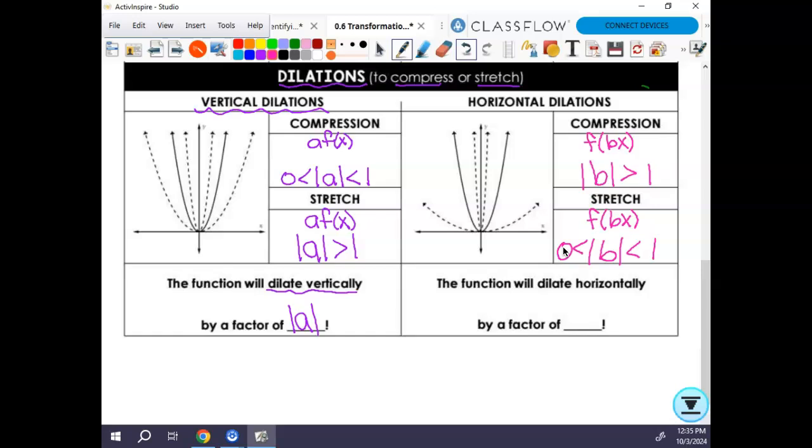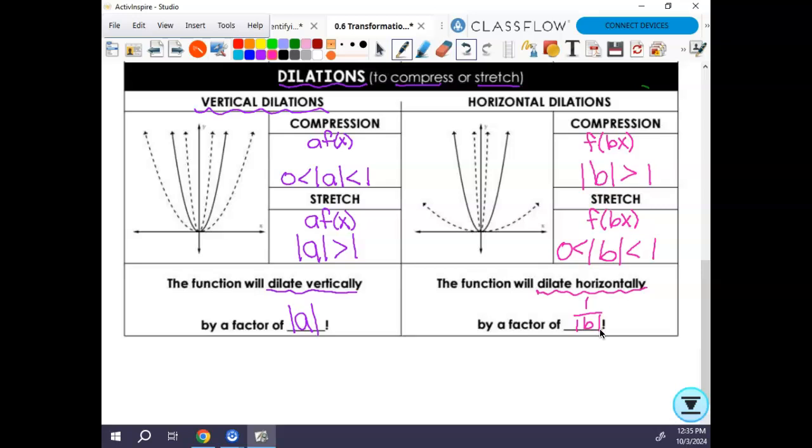So since x is a liar, when it dilates horizontally, it's not by a factor of b, it's by a factor of 1 over the absolute value of b. You just take the reciprocal. Okay. You change the sign on the translations and you take the reciprocal on the dilations. Everybody good with all that?